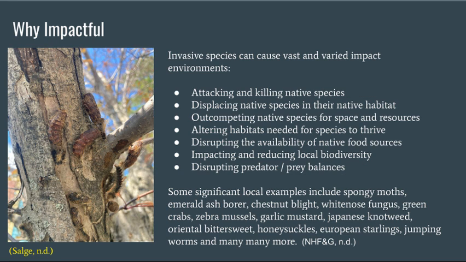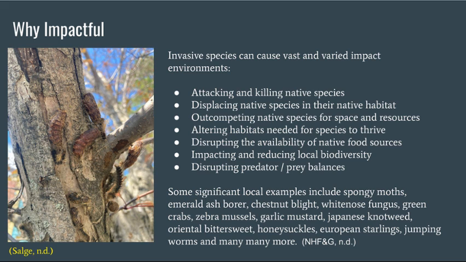Invasive species impact the local landscape in a variety of different ways. They can attack and kill native species, displace native species in their native habitat, or outcompete native species for space and resources. They can also alter habitats needed for other species to thrive on them. They can disrupt the availability of natural food sources and systems. They can impact local biodiversity by reducing food and habitat options, and they can disrupt predator and prey balances within an ecosystem.